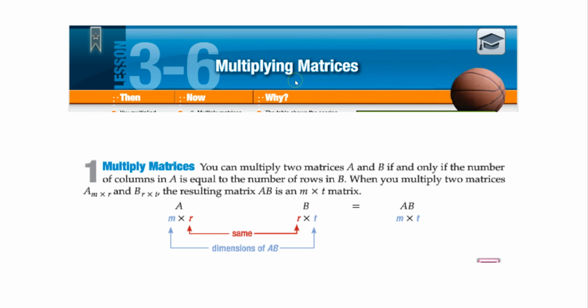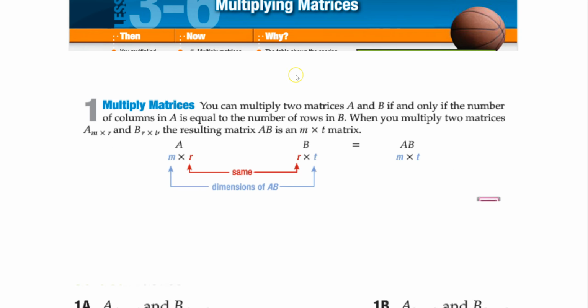Multiplying matrices. Okay, so this is very different than adding. Adding matrices is the easiest thing in the world. You just add corresponding parts. Multiplying matrices, you do not do that. So rule 1 to start off.